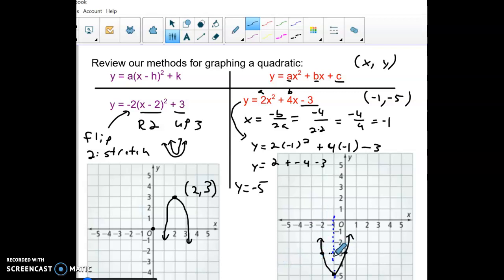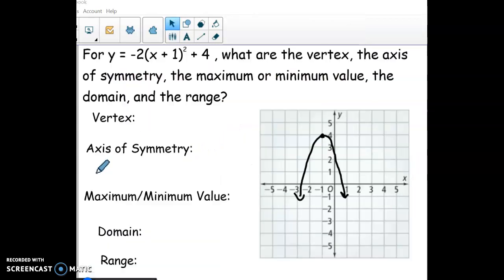Right, so I use those 3 points just to connect the dots, make sure the vertex is actually where it should be. And boom, we've got our graph. Okay, and so it's 2 different methods. Very, very different. Both of these will be on today's quiz.